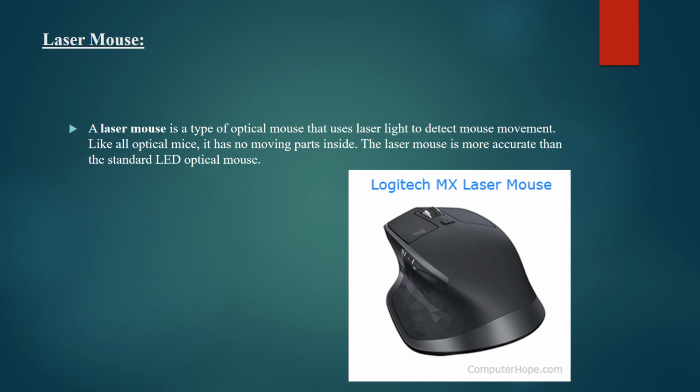Number 4. Laser mouse. A laser mouse is a type of optical mouse that uses laser light to detect mouse movement. From these pictures, we can make a concept in our mind.